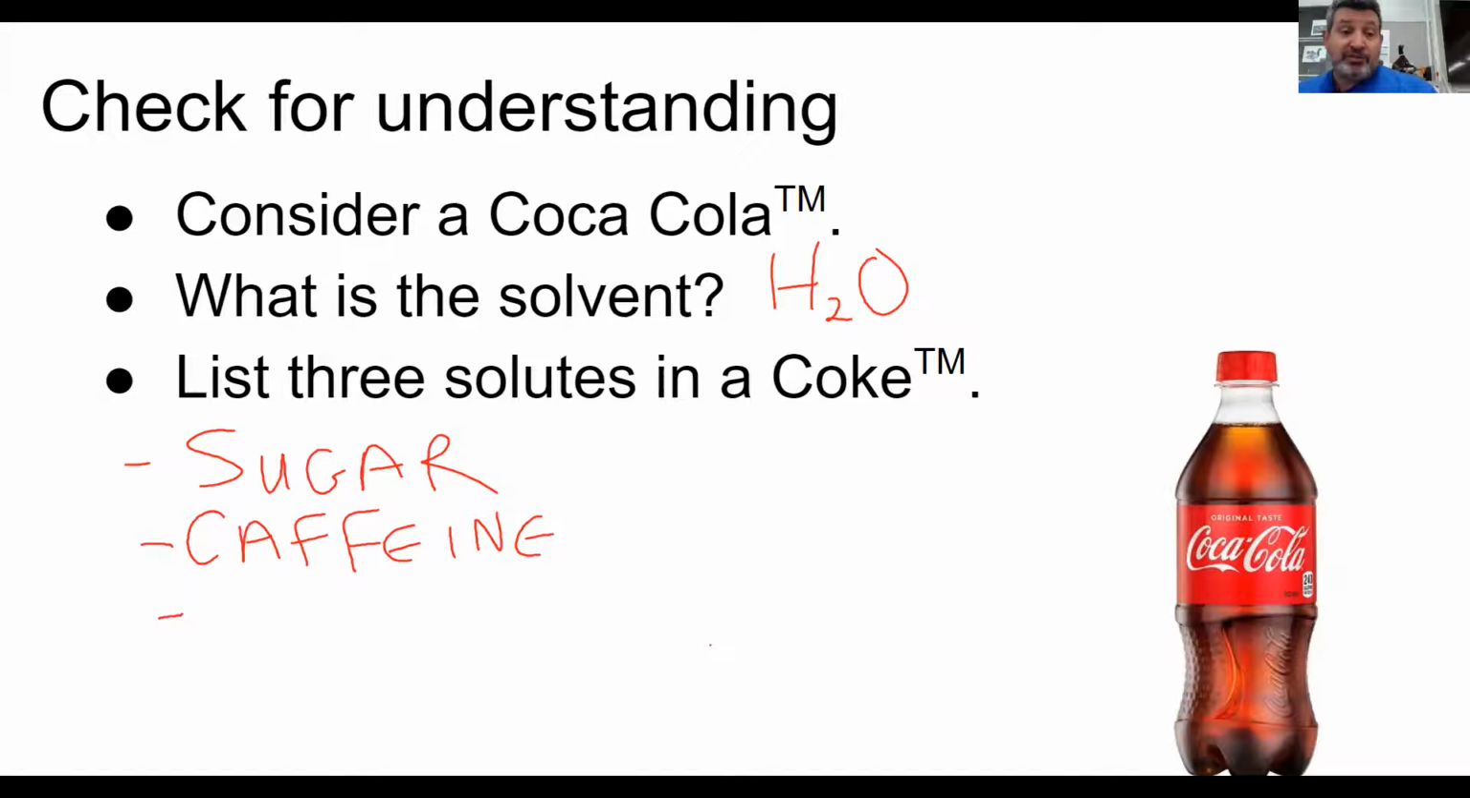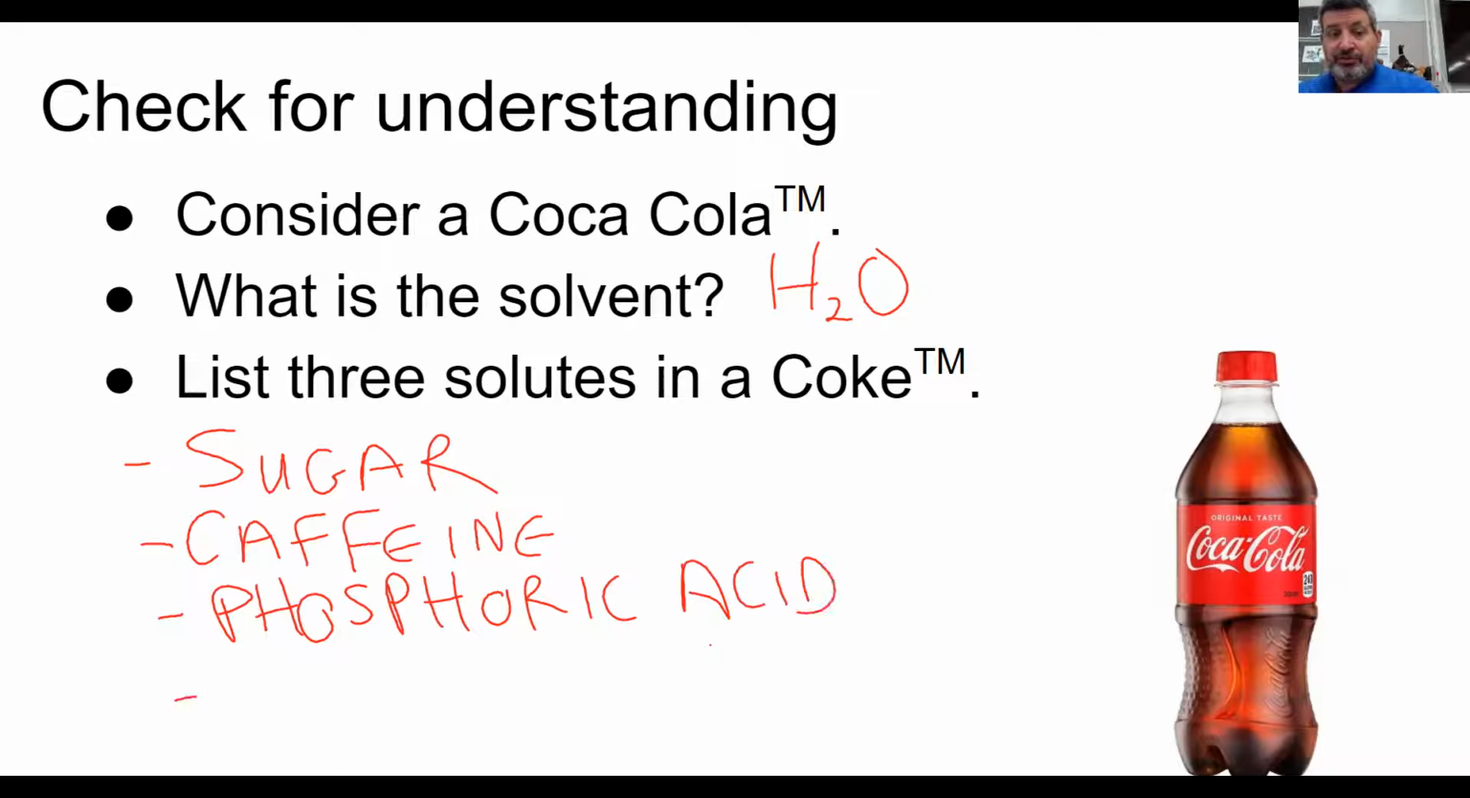Okay, we have acids in there. One of them is phosphoric acid in a Coca-Cola, if you look on a label. Some of the various food colorings that are in there, you get that brownish color. And there's many others, but those are some of the big ones.